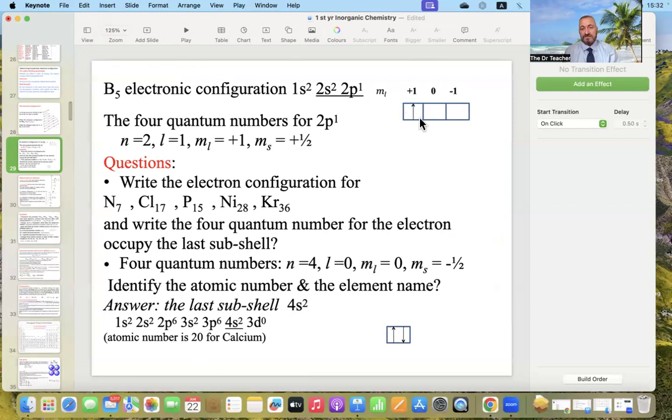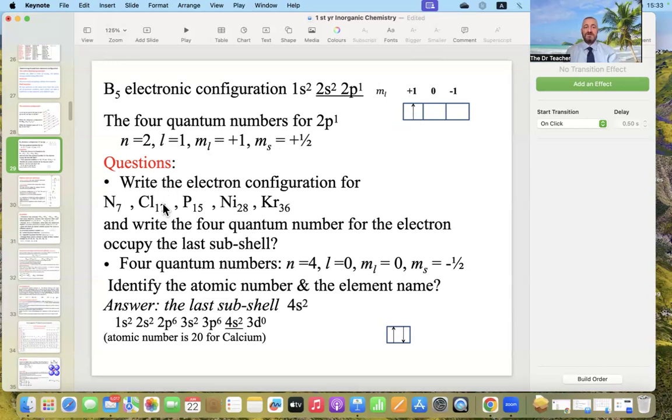So that is one electron in the last shell, the p subshell. The 4 quantum numbers belong to 2p1. So what are they? The number 2 is the principal quantum number n. p is the l, which is not 0 but 1. And the one electron sits in ml plus 1, and the spin is plus half.